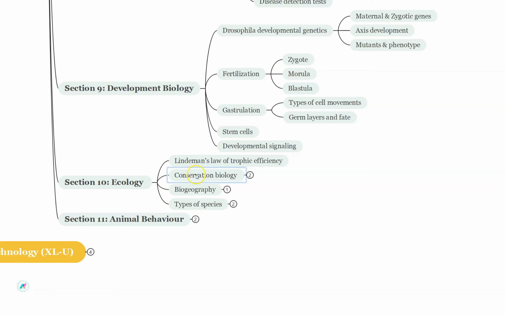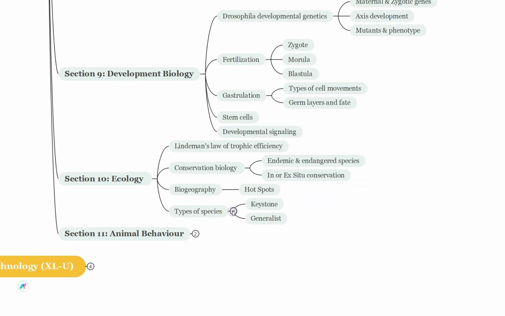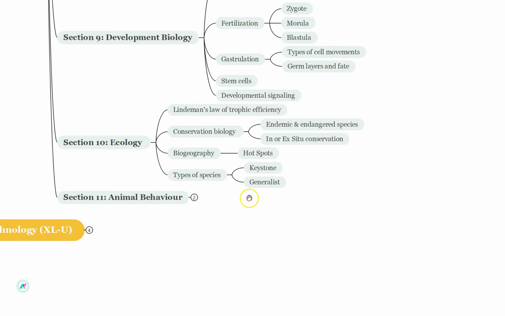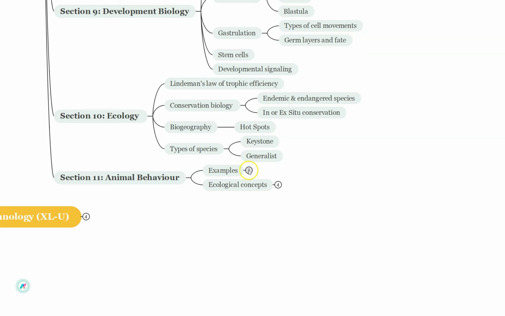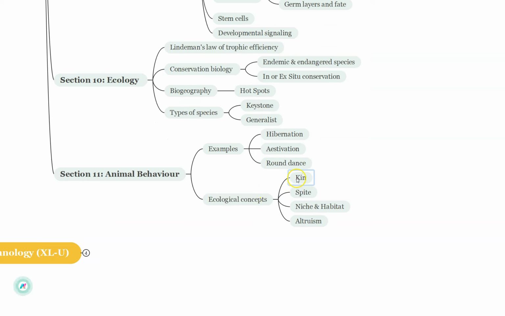Here you can expect numericals from Lindeman's law of trophic efficiency. Under conservation biology, you can expect questions on examples of endemic and endangered species, like factual information, and also in situ or ex situ conservation. From biogeography, you can study hotspots and different types of species like keystone, generalist, these are important. Animal behavior, behavior and types, that is hibernation, estivation, round dance, and also the different ecological concepts like kin, spite, niche, habitat, altruism. You can expect match the following questions from here.